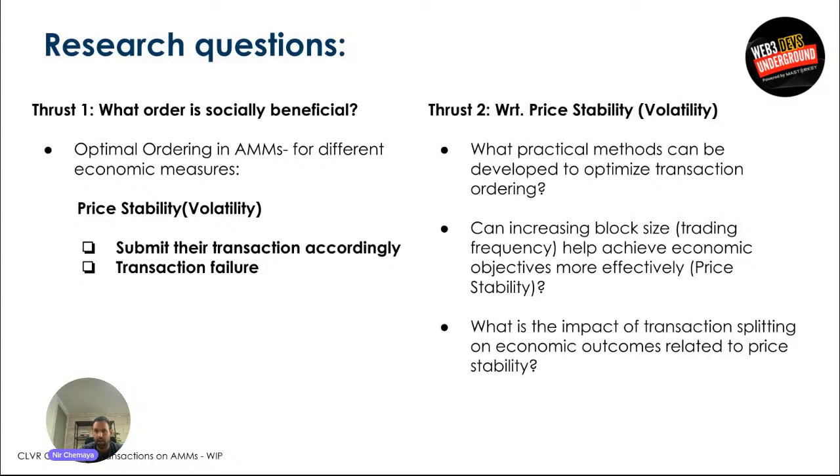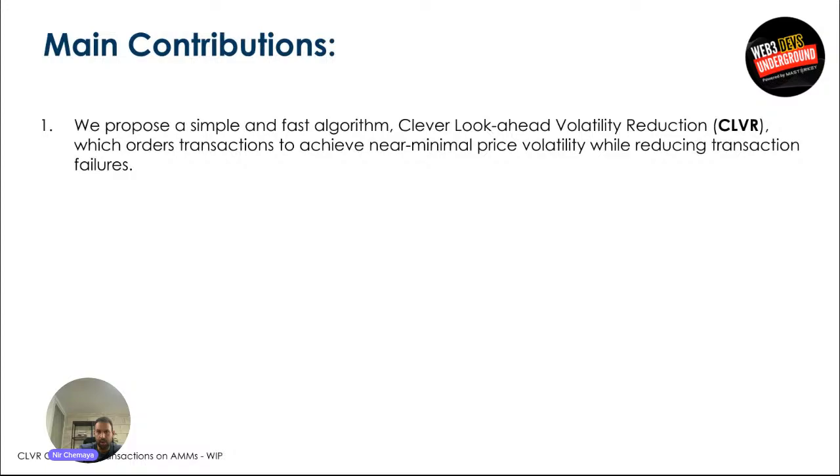You send your transaction accordingly. So what we will do is define an objective function. We will try to order transactions in a way that minimizes the price volatility. We want to find an optimal way to do it that is not expensive in terms of computation cost. After coming up with a way to do it, which is Clever, we will explain how it influences the market in other aspects, like how traders will trade under this ordering, whether they will split their transactions, and how the block size and the number of transactions waiting for execution help or not in achieving this objective. So that's the main contribution of the paper.